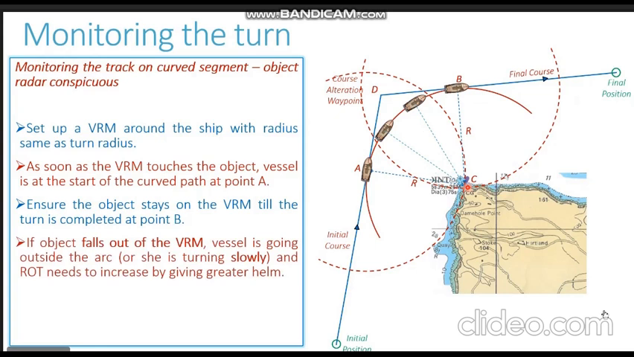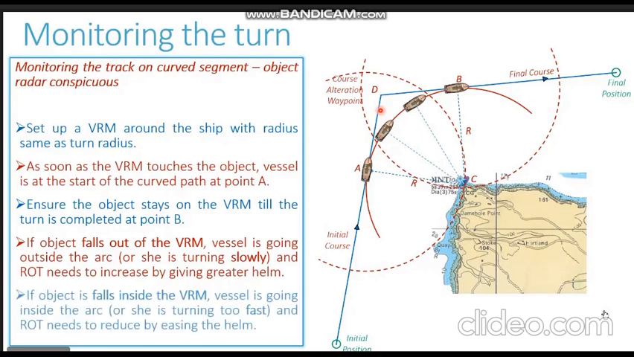Now, at any point of time during the alteration, moving from Alpha to Bravo, when the vessel is moving on the curved path, if you observe that the lighthouse has gone outside the VRM, the object has fallen out of the VRM, this indicates that the vessel is going outside the turning circle arc or she is turning slowly. And this indicates that the rate of turn needs to be increased by giving a greater helm.